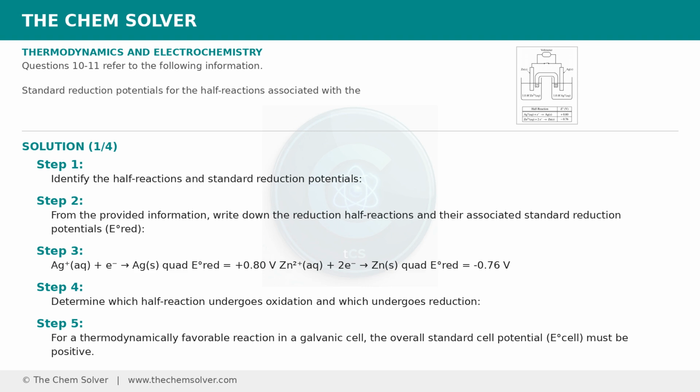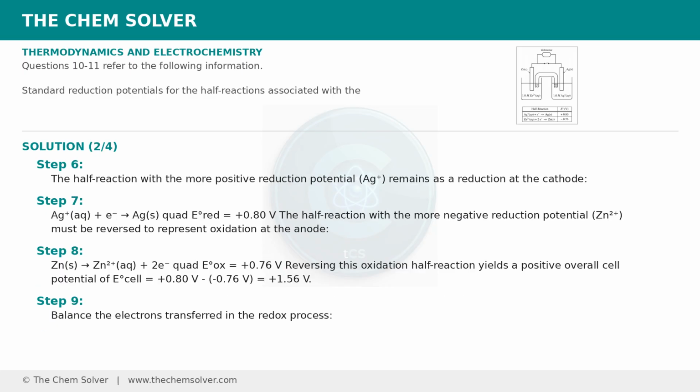Determine which half reaction undergoes oxidation and which undergoes reduction. For a thermodynamically favorable reaction in a galvanic cell, the overall standard cell potential, E°cell, must be positive. The half reaction with the more positive reduction potential, Ag⁺, remains as a reduction at the cathode. Ag⁺ + e⁻ → Ag, E°red = +0.80 V. The half reaction with the more negative reduction potential, Zn²⁺, must be reversed to represent oxidation at the anode.